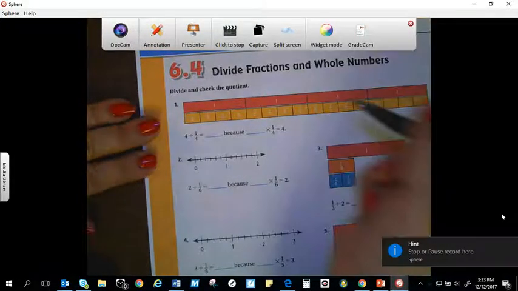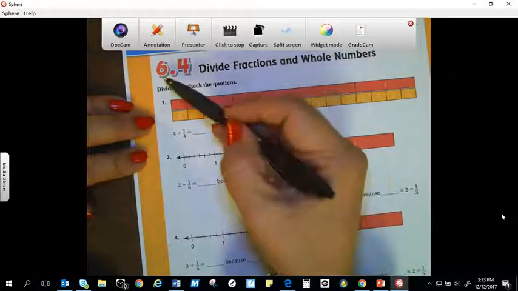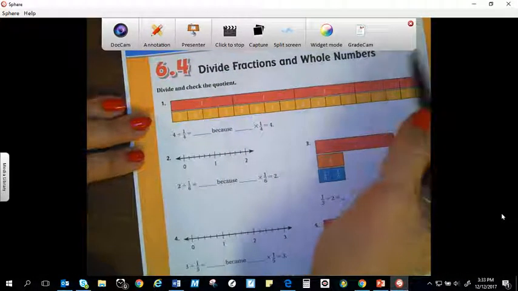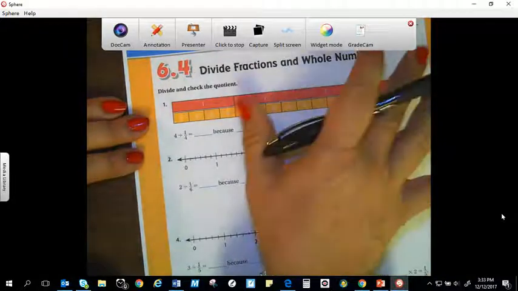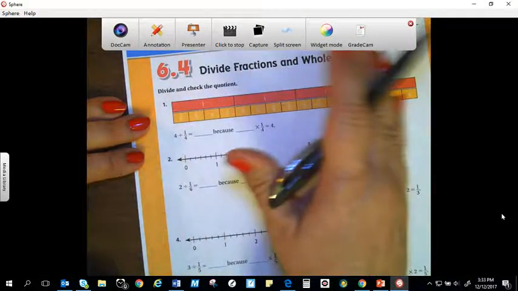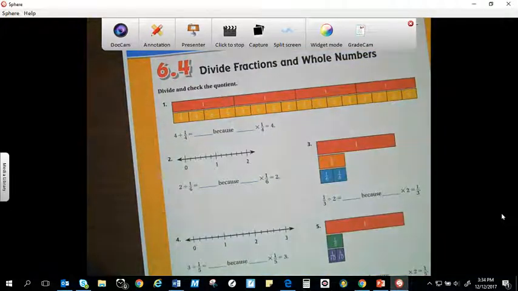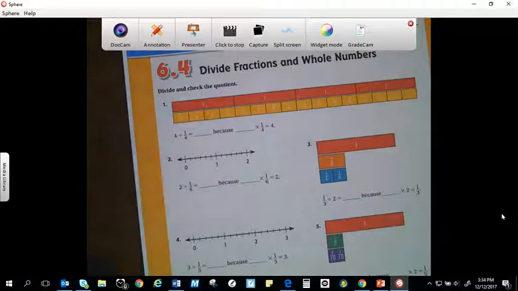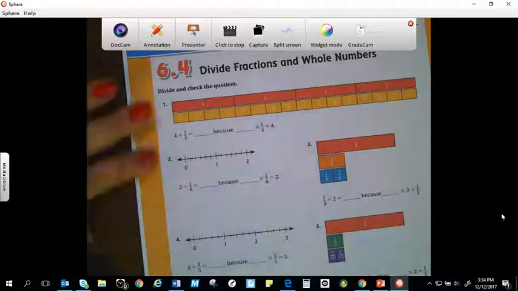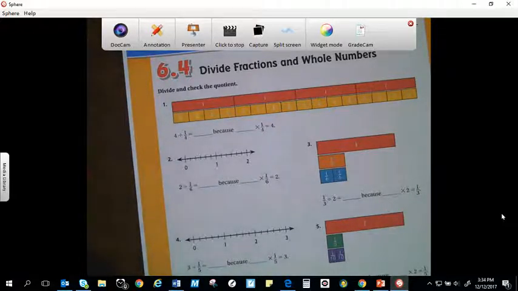Okay, so tonight's homework is going to be section 6.4, divide fractions and whole numbers. So we're going to have both a whole number divided by a fraction and a fractional part divided by a whole number. And so this is a review of what we have been covering and in preparation for quiz time. So let's take a look at the first one.